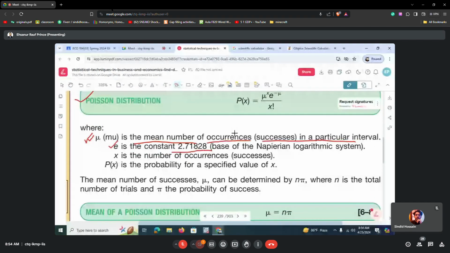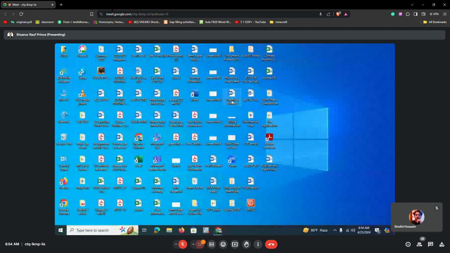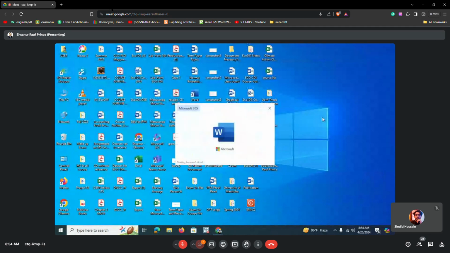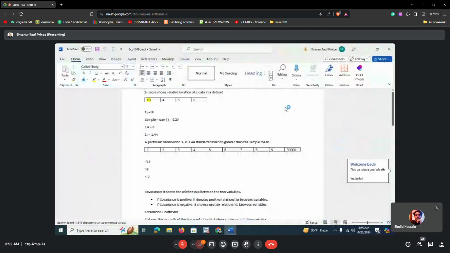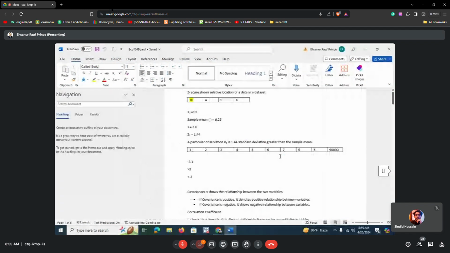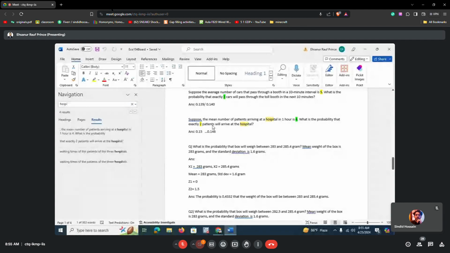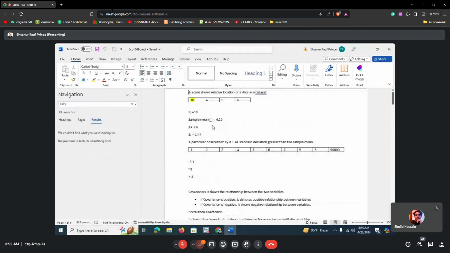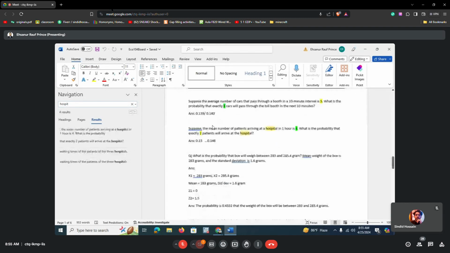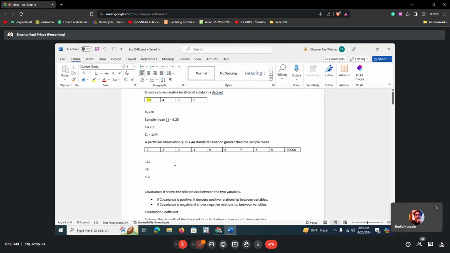Now let's see the example. Where is the example? আমাদের অনেক বুঝতে হবে, কারণ wait করো। Okay, I got it.